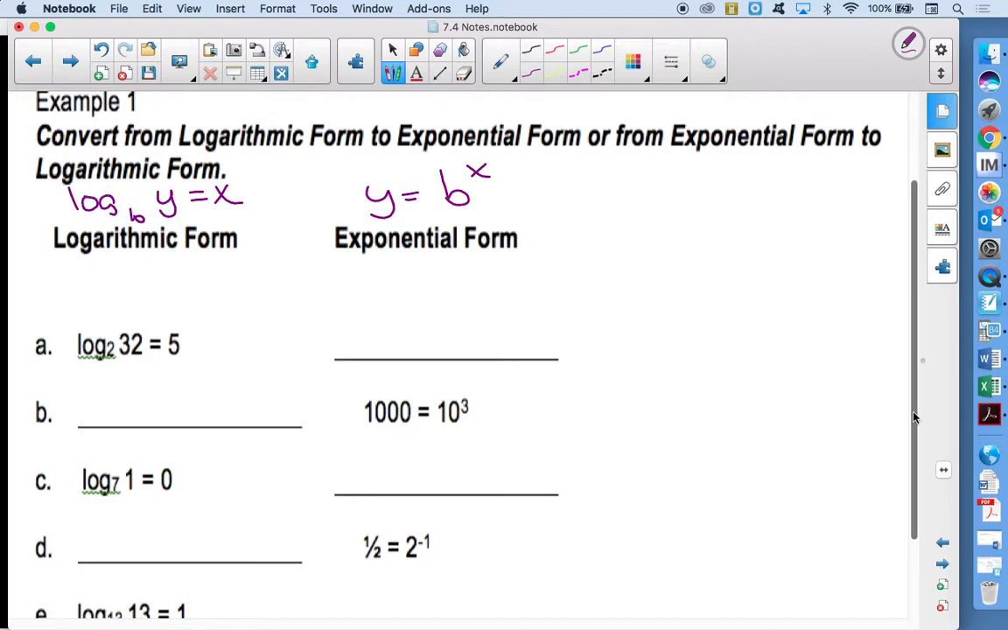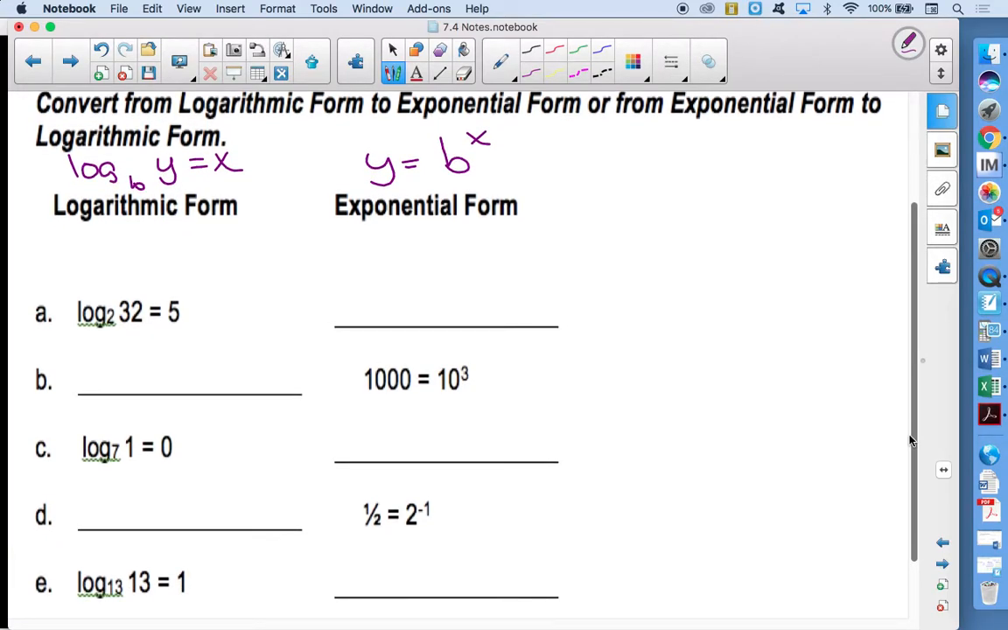So the first one says log base 2 of 32 is equal to 5. And we want to write it as an exponent. So somebody try and convert it from the log form to an exponent. Paige? 32 equals 2 to the 5th. So 32 is equal to 2 to the 5th. So 32 is the y, 5 is the x, the little 2 is my b. Log base b of y is equal to x.